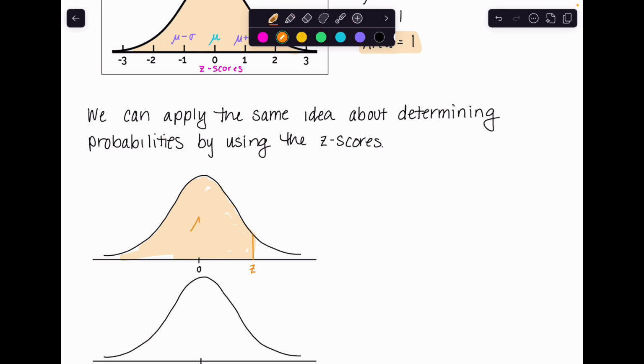let's call it A1. This area would be the probability of a z-score, or of the score, being less than z.